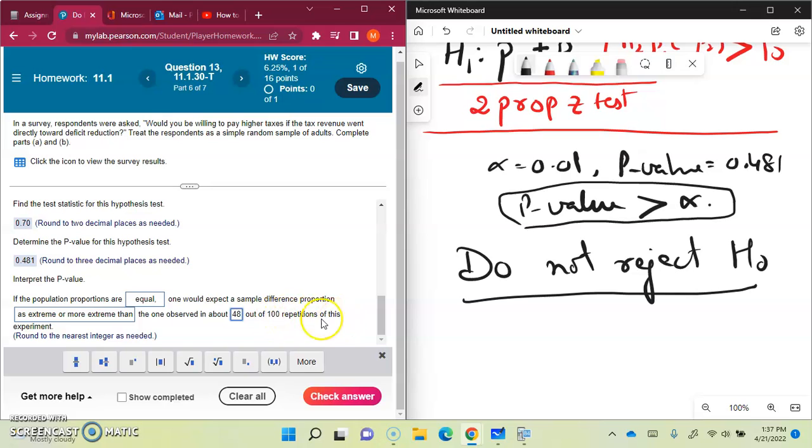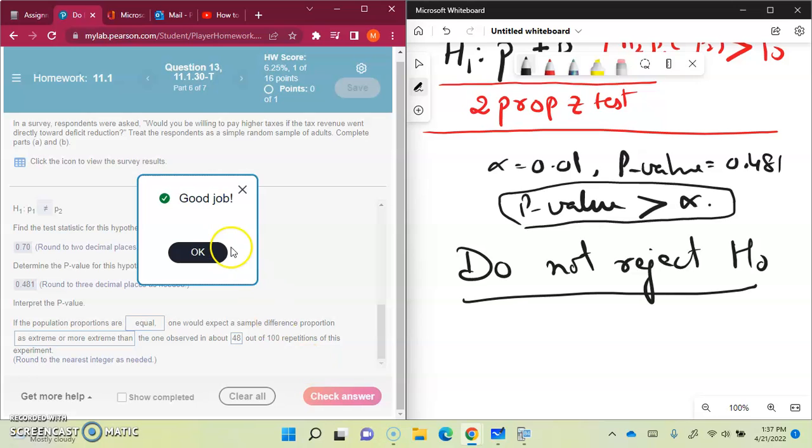Out of 100 repetitions, because this p-value is basically the probability of the sample difference coming in as extreme or more extreme when the population proportions are equal. Okay, so that is the probability. So out of 100, about 48 should be coming like that, as extreme or more extreme.